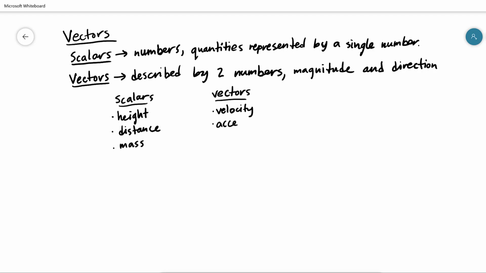Acceleration. How fast is something speeding up, and in what direction is it speeding up? And a big one that shows up a lot in physics is force. And these aren't the only ones, but these are some examples of these different types of quantities. So again, this is magnitude only. And these all involve a magnitude and a direction.